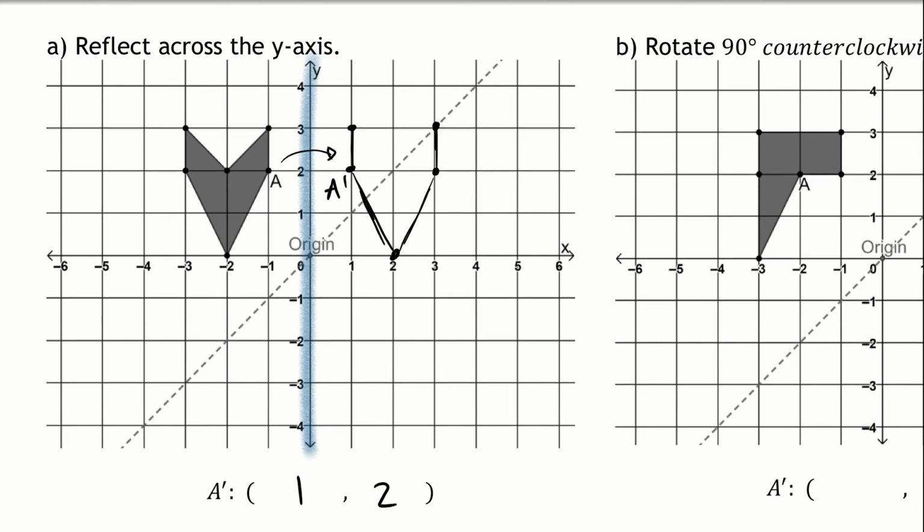A few students decided that A prime was located here, and that would be true if it was a translation where it was just slid over to the right. What is it? 1, 2, 3, 4 units. But this is not slid to the right 4 units. It's reflected across the line.